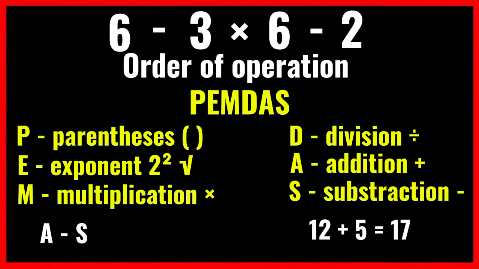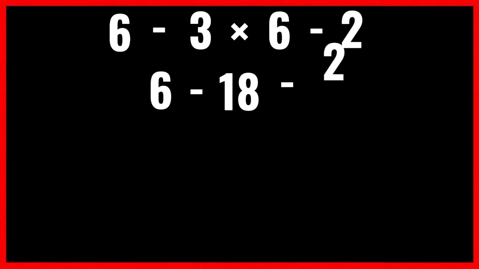Now that you understand PEMDAS, let's go back to today's problem. 6 minus 3 times 6 minus 2. Step 1. There are no parentheses. Step 2. There are no exponents. Step 3. Look for multiplication or division. There is one multiplication. 3 times 6 equals 18. Now rewrite the expression. 6 minus 18 minus 2.